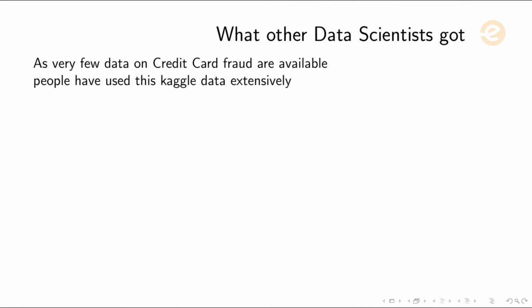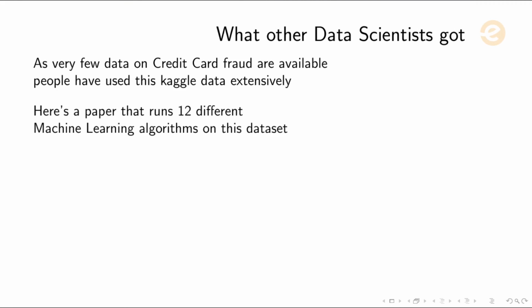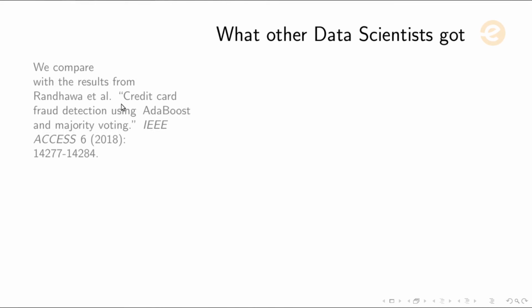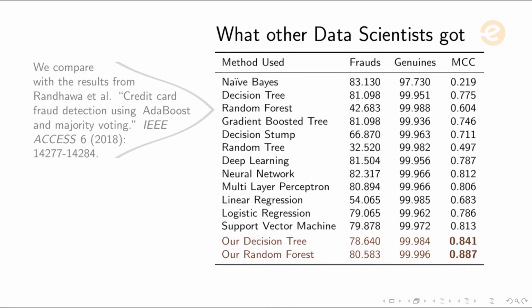So here is a comparison with a paper that I found. It's a very recent paper from 2018. They compared 12 different algorithms on this particular data set that we used, and here's the name of the paper. It's entitled Credit Card Fraud Detection Using AdaBoost and Majority Voting. It appeared in the IEEE Access journal in 2018, and there were several authors, with Randhawa as the first author, and we want to tabulate what he got there.